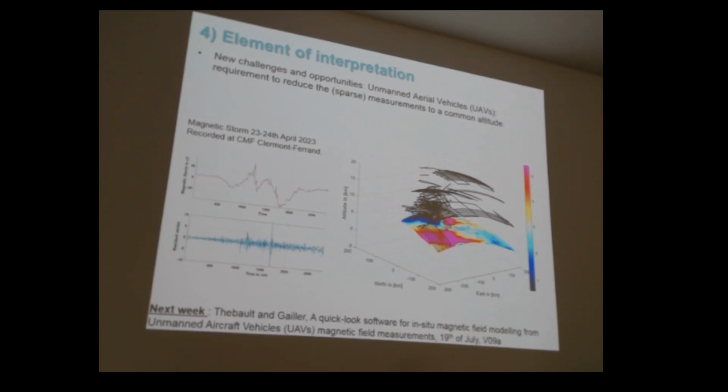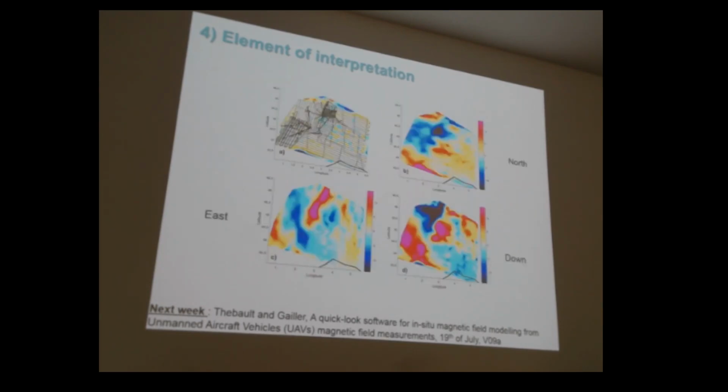But these UAVs are very nice because they will help us to bridge the gap between ground surface and aerodynamic measurements. Okay, so just to show that with specific techniques, also using potential theory, we can start from intensity data and recover the total field. This is very valuable. You can recover the north component, east component, and vertical component.